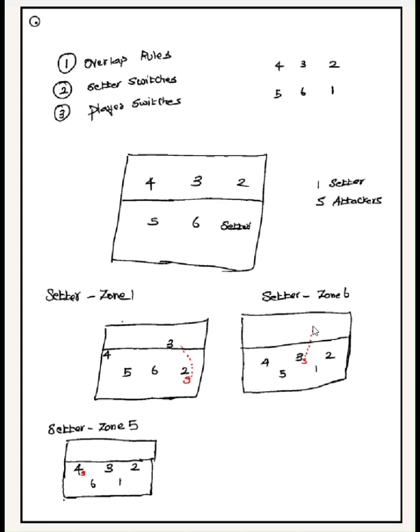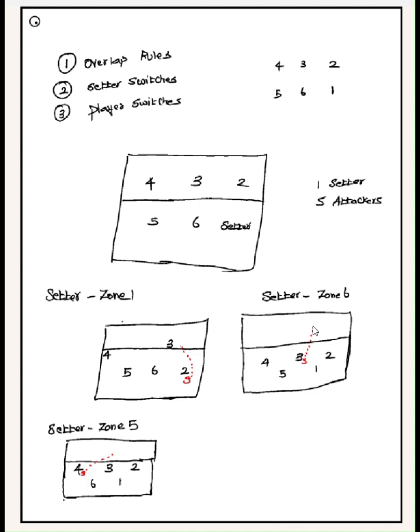Same with zone 5. Say the setter is all the way here. Again, 4 3 2, but instead of hiding behind 3, the setter will hide behind 4. 6 and 1 will be here: 6 should move a little bit here, and 1 should move between 3 and 2. And the setter will move in this direction and do the work.